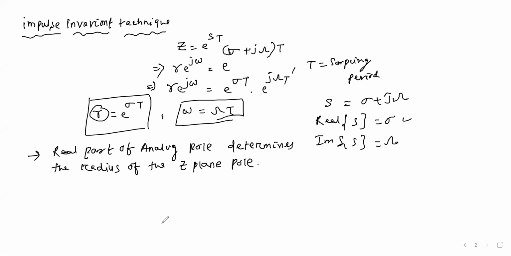Okay. And what next? The imaginary part determines what? The angle of the digital pole. Yes or not? See, here omega is the angle. This omega is determined by capital omega T, meaning the imaginary part of the analog pole. Yes or not? All of you agree?